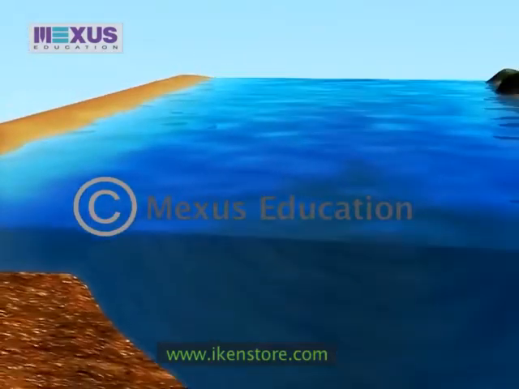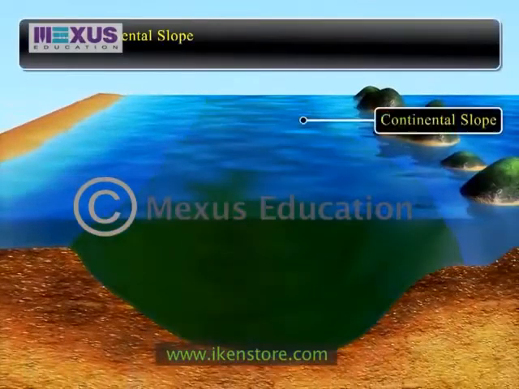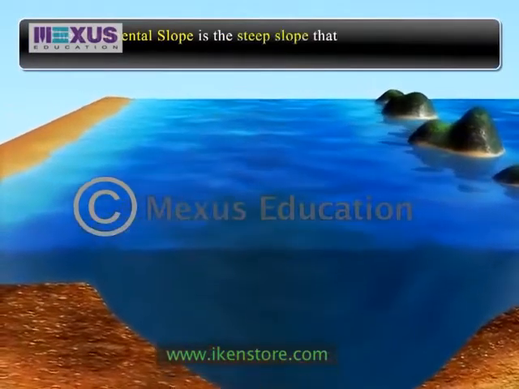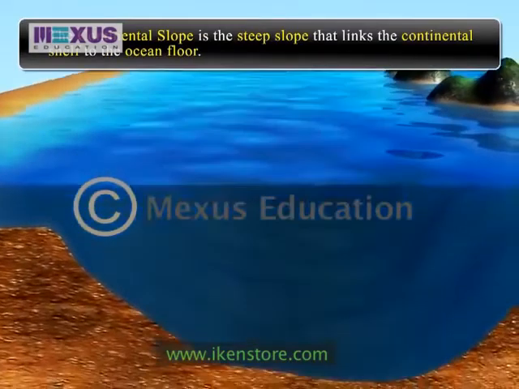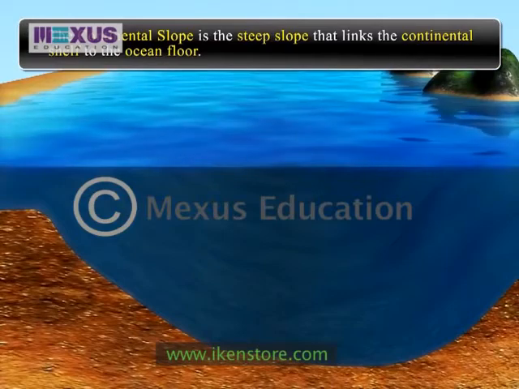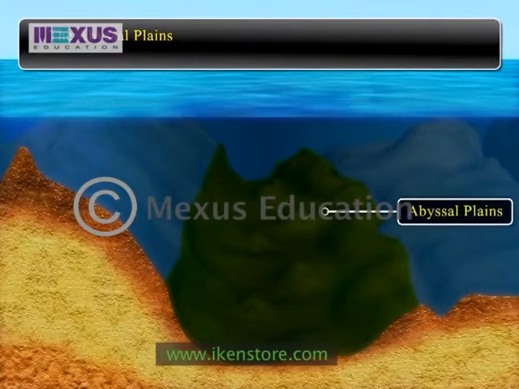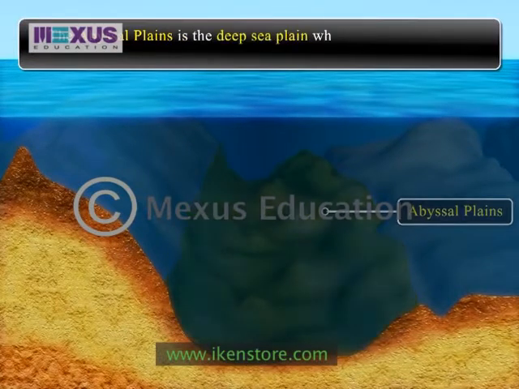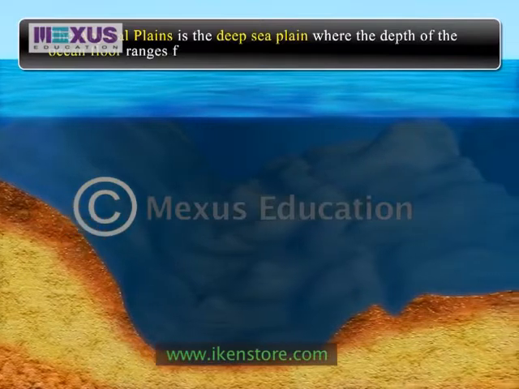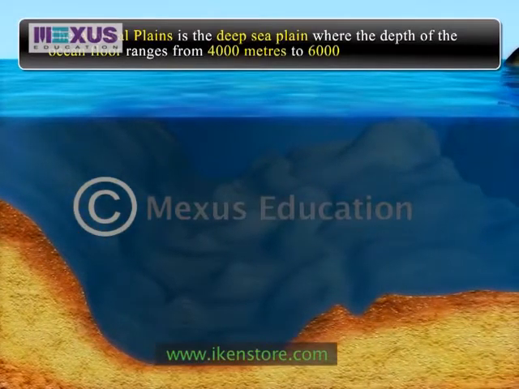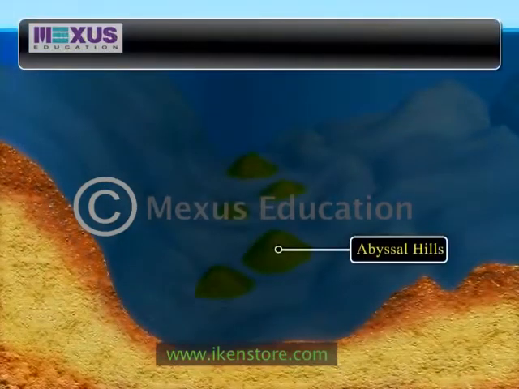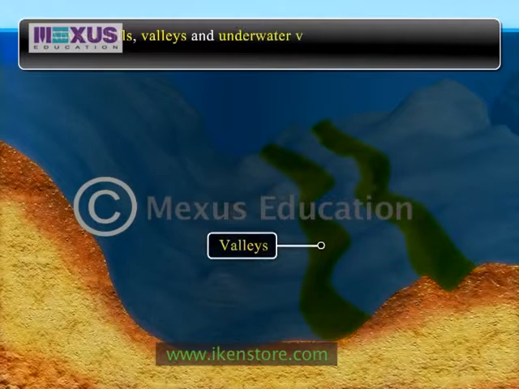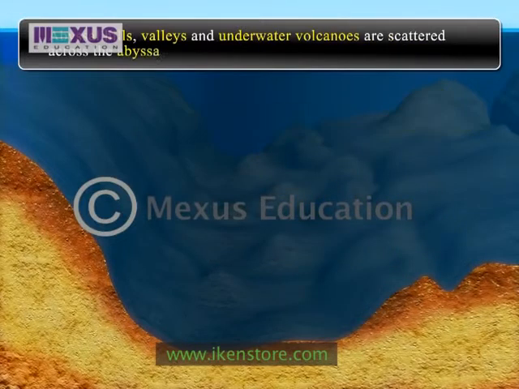The second part of the ocean floor is called the continental slope. It is the steep slope that links the continental shelf to the ocean floor. This slope descends steeply, almost to the bottom of the ocean. The abyssal plains is another part of the ocean floor. It is the deep sea plain where the depth of the ocean floor ranges from 4,000 meters to 6,000 meters. There are abyssal hills, valleys, and underwater volcanoes scattered across the abyssal plains.